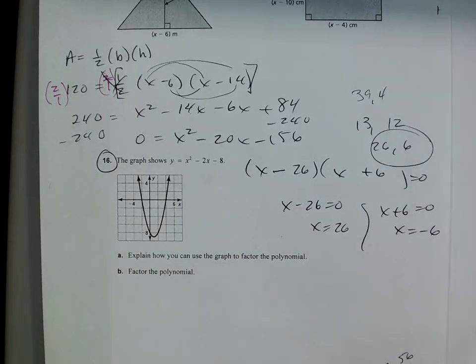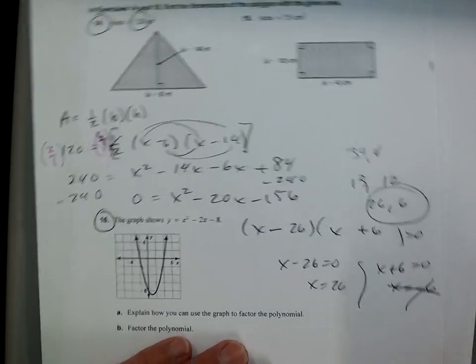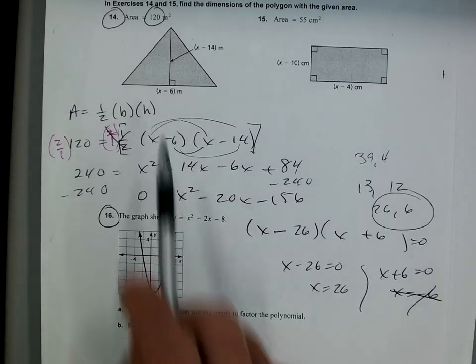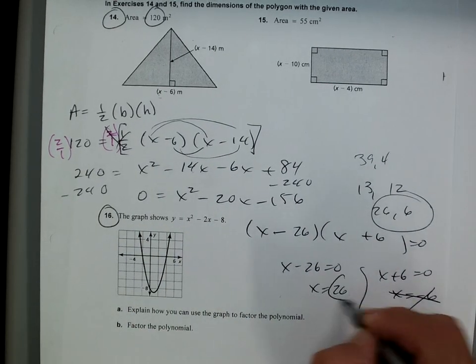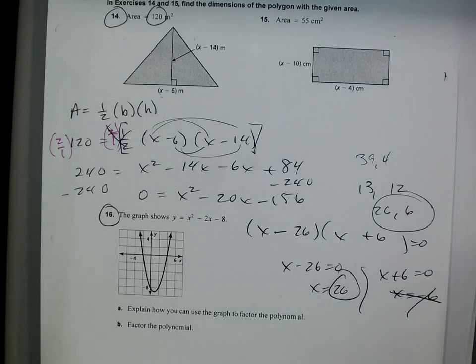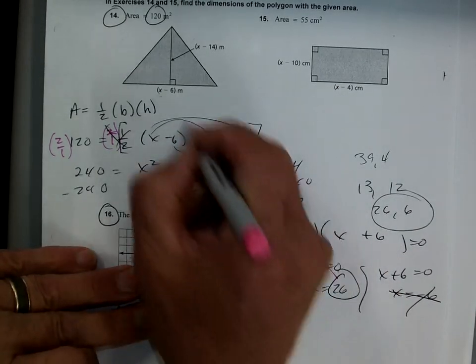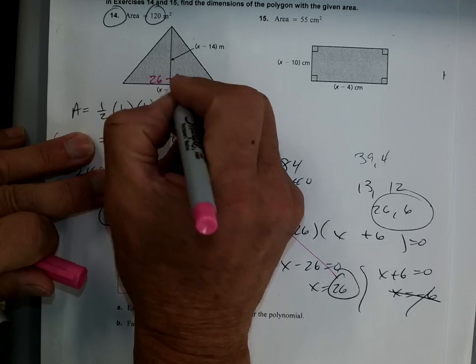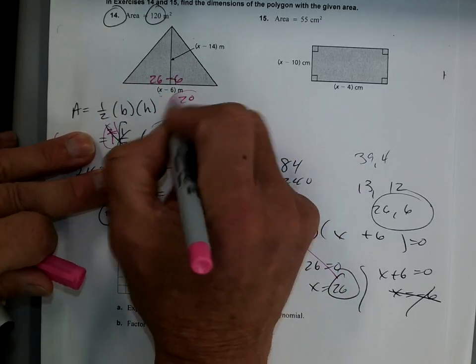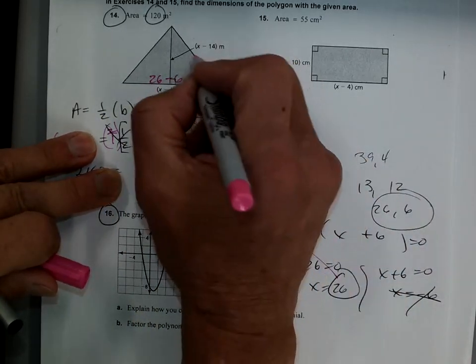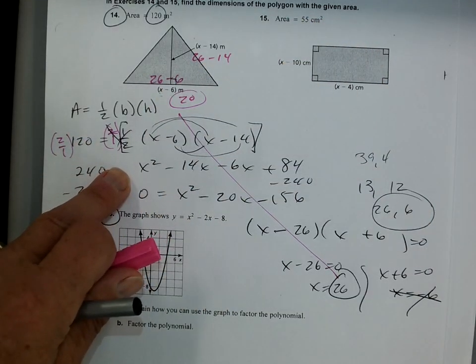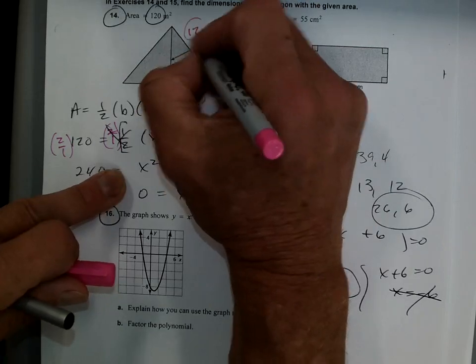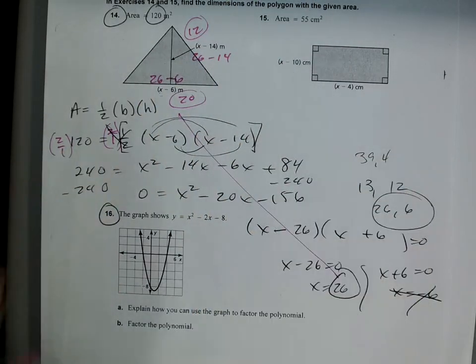Now, wait a minute. We're looking for a length. You can't have a negative value. It's a length. So I'm going to throw that away, because negative 6 would make this whole thing negative, and that can't happen. So let x equal 26. Let's put it back in. 26 minus 6, so this side's got to be 20. And up here, 26 minus 14, which I think is 12, right? So there are my dimensions, 20 by 12, okay?